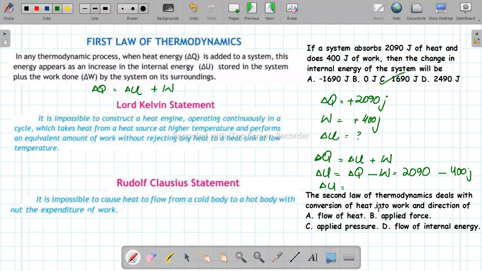Let's just answer this question now. Second law of thermodynamics deals with the conversion of heat into work and the direction of what? The direction of flow of heat, because it says that heat cannot flow from cold body to hot body. It is bound to flow from hot body to cold body. And if you forcefully make heat flow from a cold object to a hot object, then you will have to do some extra work, right? So option A is the correct option.